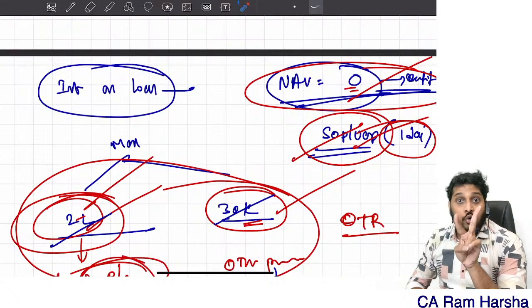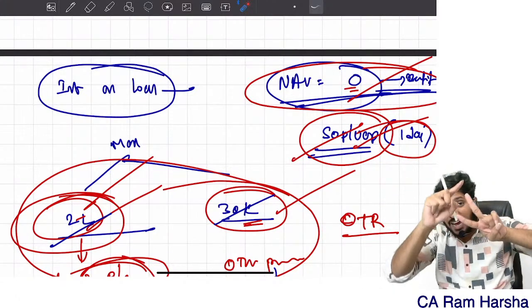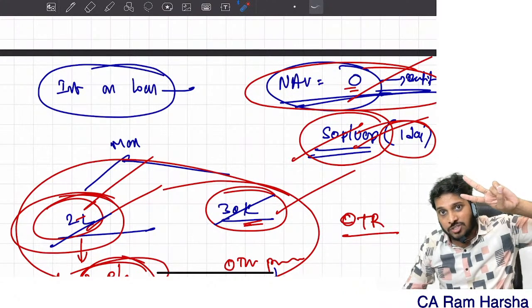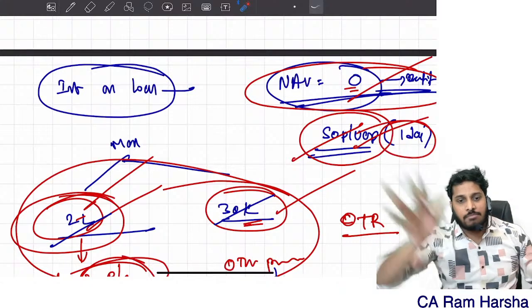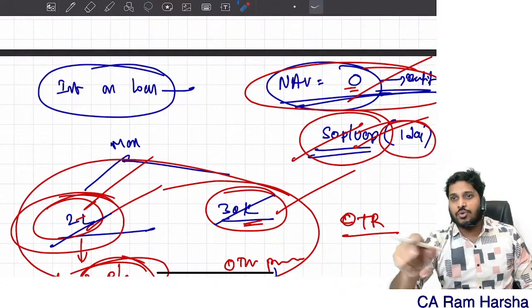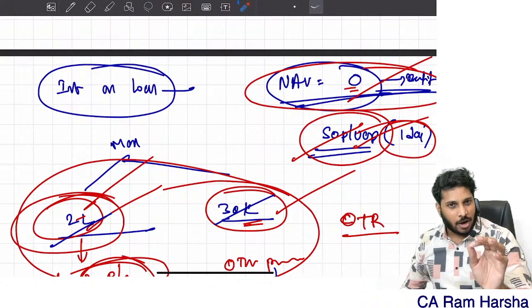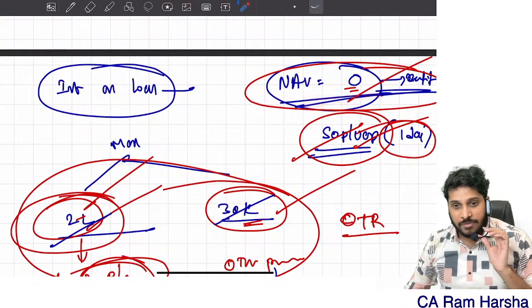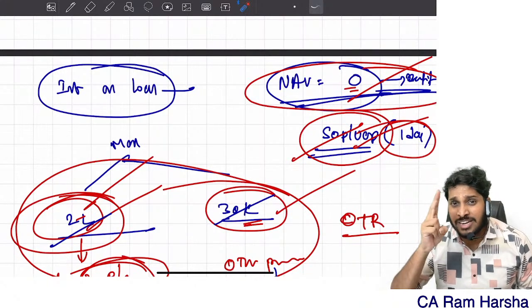Now, 2 houses with high income. Top 2 houses with high income. Getting it? In descending order, the top 2 houses with high income. For those 2, you claim NAV is equal to 0. Answer over. Are you clear until now? So NAV is equal to 0 benefit can be claimed for how many houses? For any 2 houses.